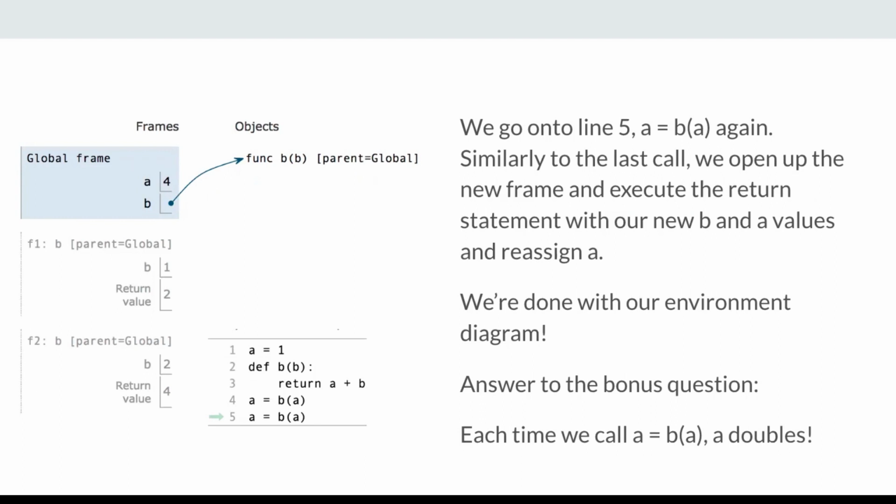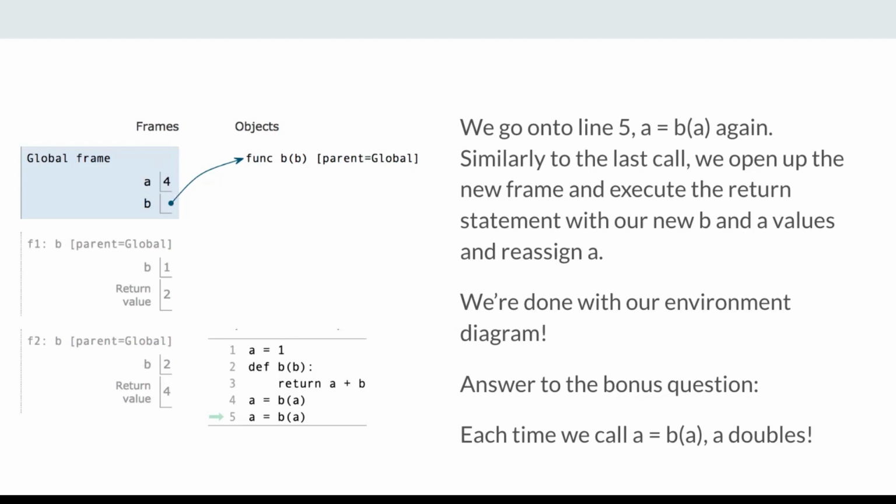So yes, in this case, we are inputting a, which is now 2, right? It moved from 1 to 2. And now we're returning a, which is 2, plus b, our parameter, which is 2. We're returning 2 plus 2, and that is 4. So now we have a return value of 4, and we're setting a equal to 4. As we can see here, our return value is 4, and now a equals 4 in our global frame. And that should complete our environment diagram.